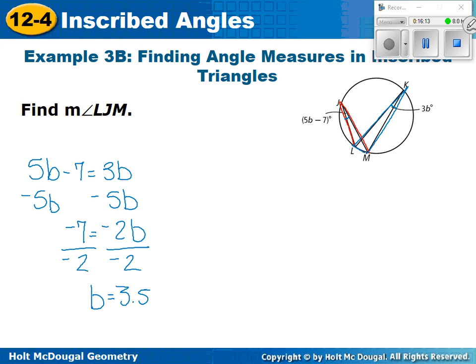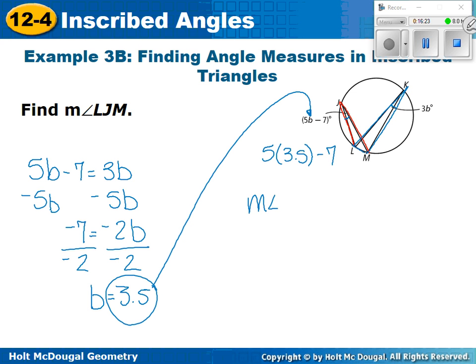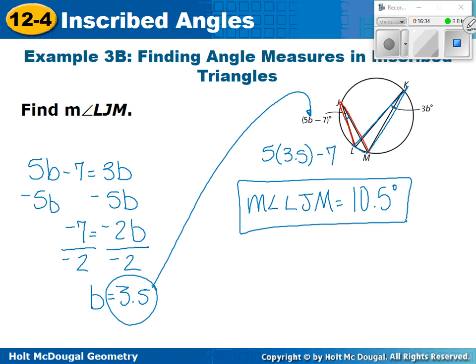Angle LJM. So we're going to substitute that 3.5 in for b. So now we have 5 times 3.5 minus 7. What do we get for the measure of angle LJM? 10.5? Somebody agree? Okay. 10.5 what? Degrees. Any questions on that one?